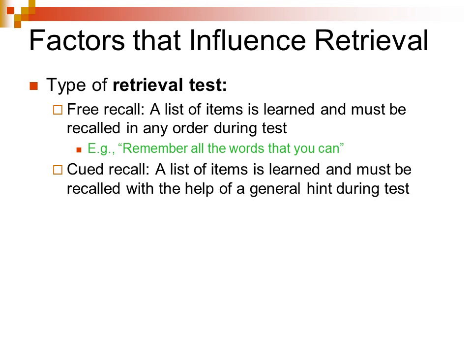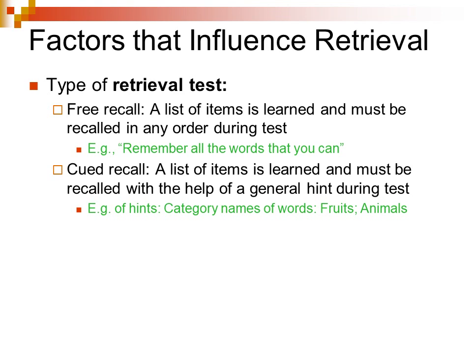Another type of test is the cued recall test, where a list of items is learned and must be recalled with the help of a general hint during test. So participants are shown a list of items, given a certain amount of time to learn them, and then with the cued recall test, they are given some sort of hint to help them remember the information during the retrieval test. For example, if you give people a list of words to remember, like apple, banana, pear, cat, dog, horse, teacher, artist, banker, on the test you might give participants the category names of those items, fruits, animals, and professions, as a hint. This would be similar to a fill-in-the-blank question on the exam.